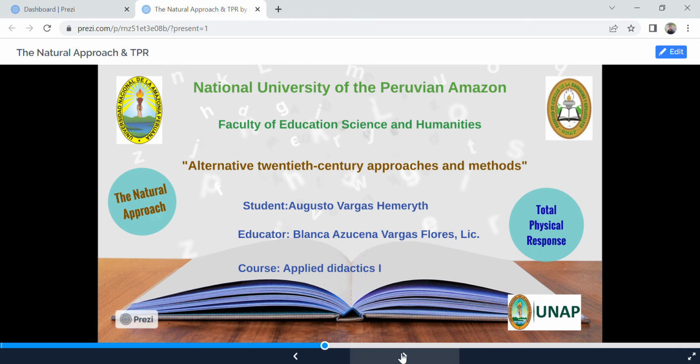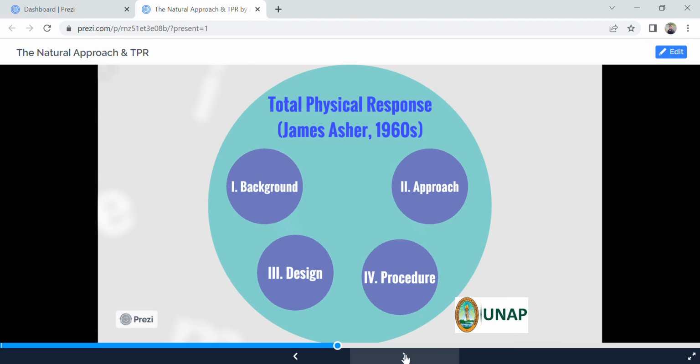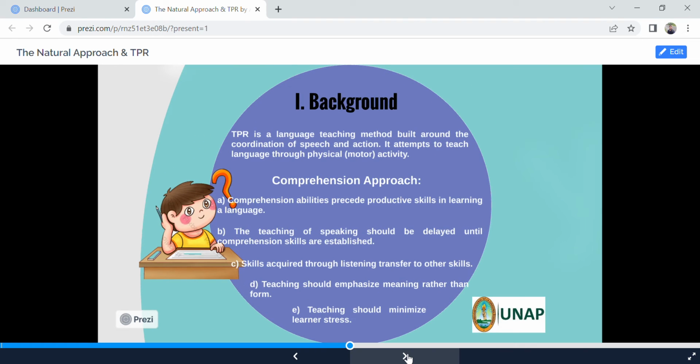And the second one we're going to see is total physical response, which was developed by James Asher in the 1960s. So what is total physical response? TPR is a language teaching method built around the coordination of speech and action. It attempts to teach language through physical, that is to say, motor activity. The comprehension approach refers to comprehension abilities preceding productive skills in learning a language.